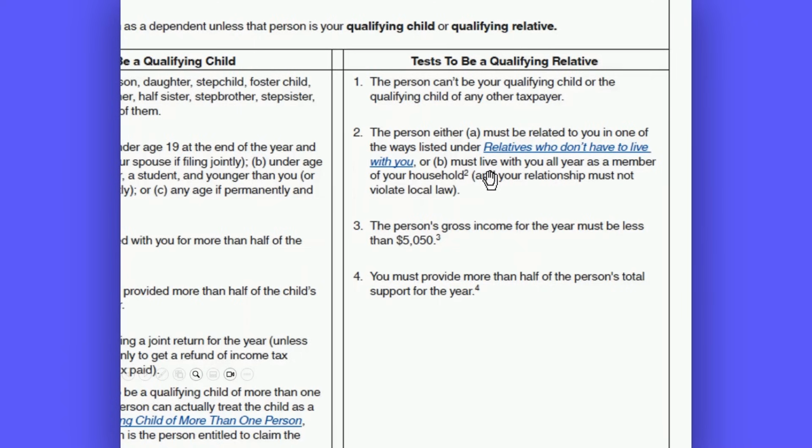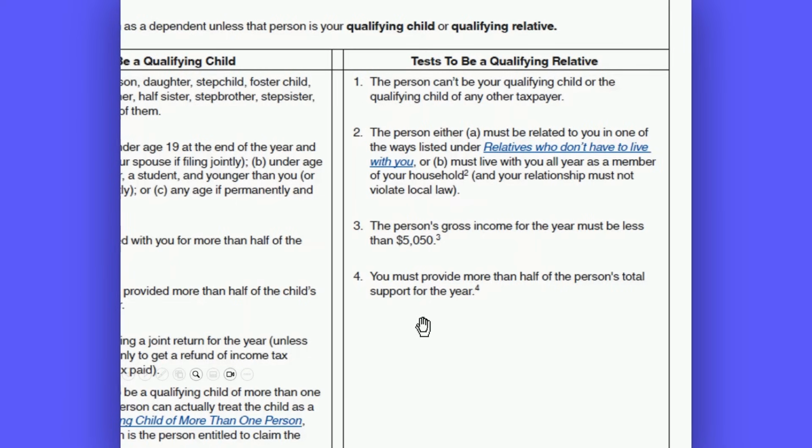Or if they weren't on that special list, they must have lived with you all year as a member of your household, and the relationship must not violate local law. So, what are we saying here? In order to be a qualifying relative, you don't necessarily have to actually be a relative. As long as that person lived with you all year as a member of your household, even if they weren't related to you in any way, they can still be a qualifying relative as long as they meet all of the other tests. Next, the person's gross income for the year must be less than $5,050. So that's gross income has to be less than $5,050. And then the last thing we have here is that you must have provided more than half of the person's total support for the year.